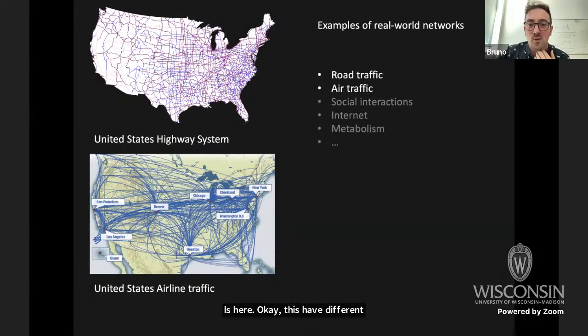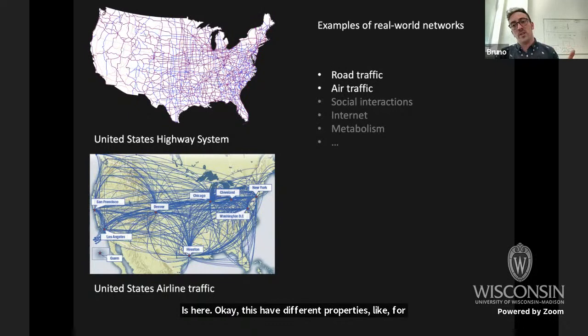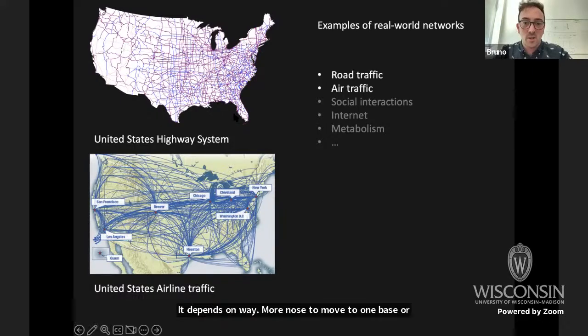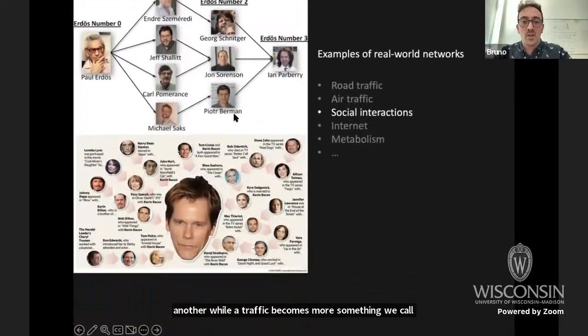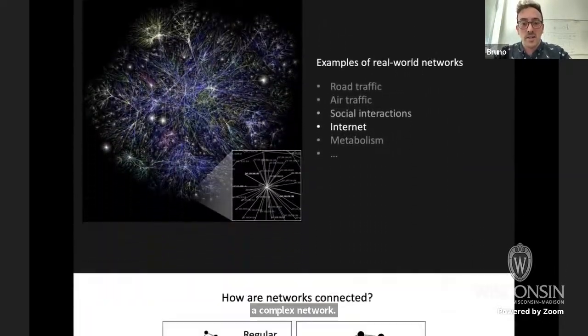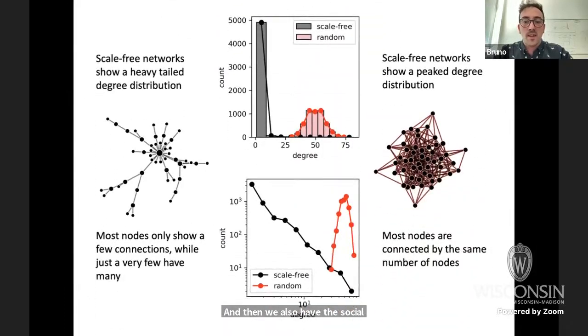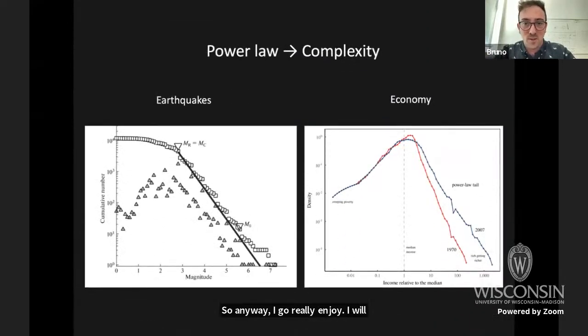Like for instance, road traffic depends on way more nodes to move from one place to another, while air traffic behaves more like something we call a complex network. And then we also have social interactions, the internet, metabolism, etc.